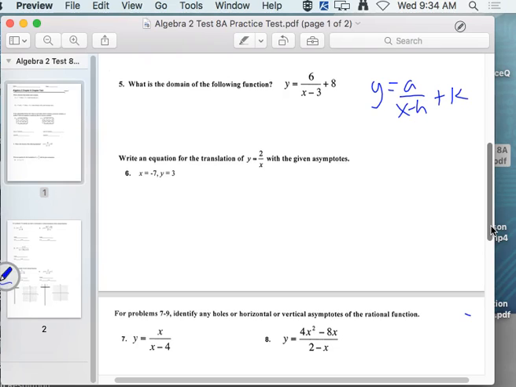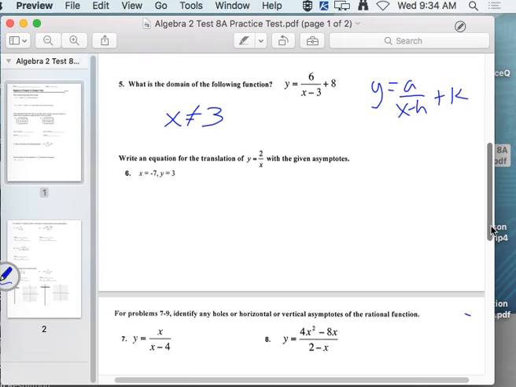Y equals A over X minus H plus K. Now, this problem just says, what is the domain of the following function? I'm going to give you a hint. There's one number we can't use. What is it? 3. Why is it 3? Can't divide by 0. So the domain can be absolutely anything but 3, because that is a vertical asymptote. That's our H value here. That is a vertical asymptote.